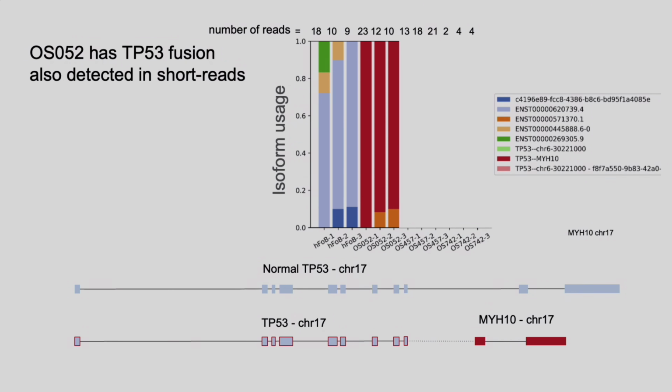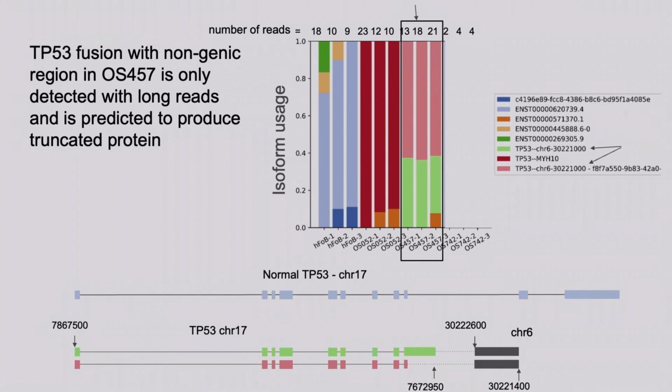So in OS052, we have a fusion of TP53 with MYH10. But then in OS457, we have a fusion of TP53 with a non-genic locus, which is something I mentioned earlier as being a particular strong point of FLAIR3. So here we're able to detect this purely with the long reads, and we're also able to identify two different apparent fusion breakpoints based off of alternative splicing of this fusion. However, both of these fusions probably knock out TP53.